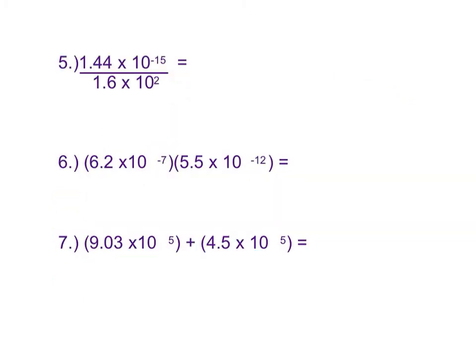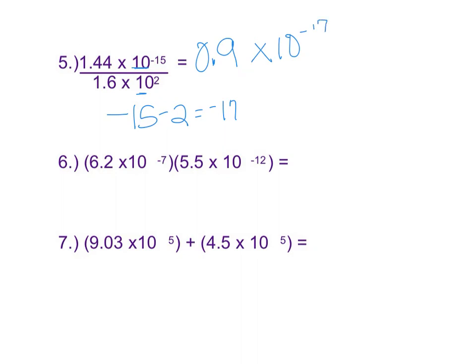Number 5. Again, we have a division problem. Let's divide our decimal numbers. 1.44 divided by 1.6 gives us 0.9. We have times 10 to the negative 15th and times 10 to the 2nd. So we have the same base. In a division problem, let's subtract our exponents. Negative 15 minus 2 is negative 17. So we're going to have 0.9 times 10 to the negative 17th.